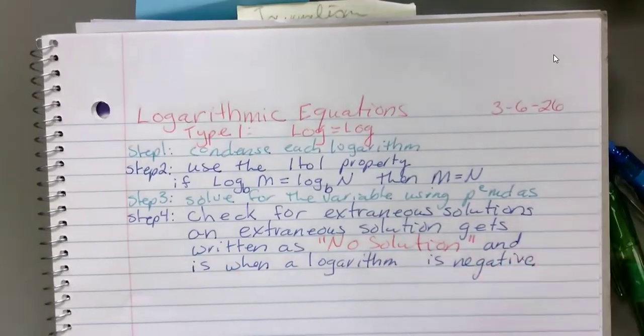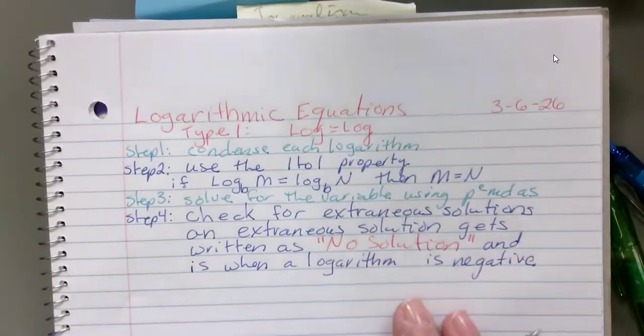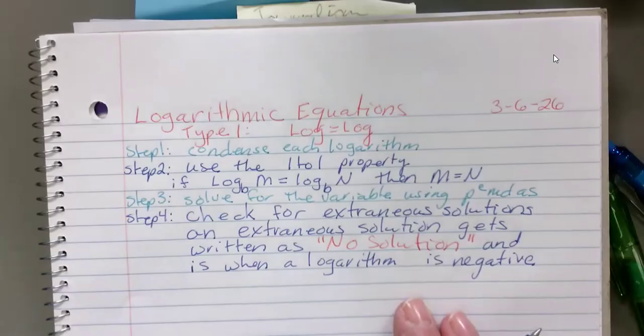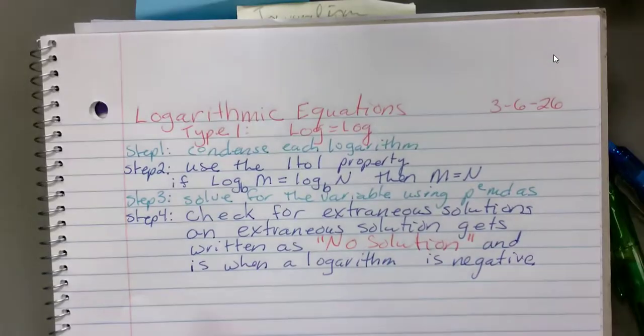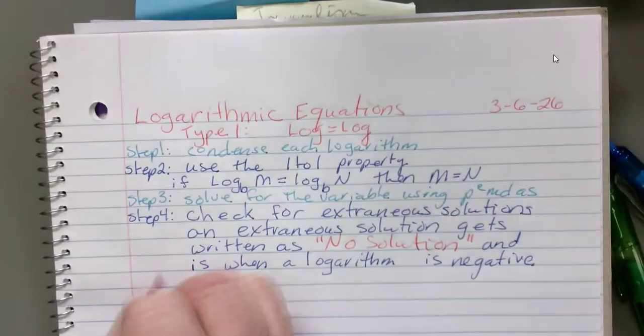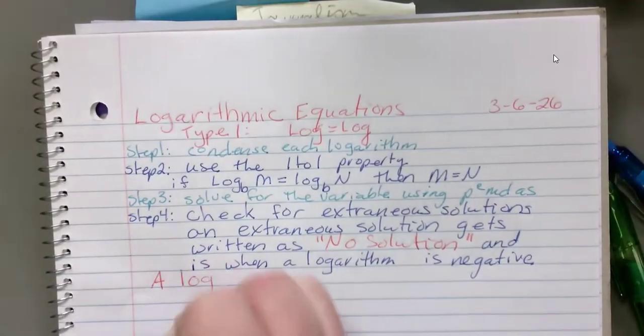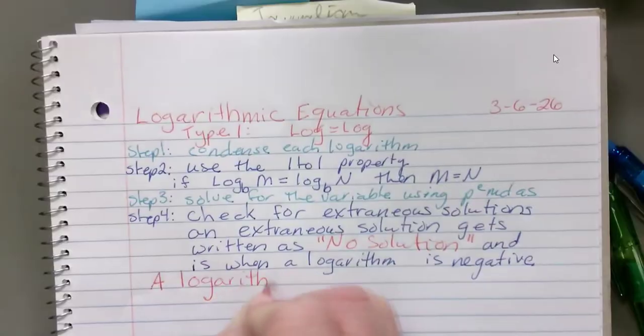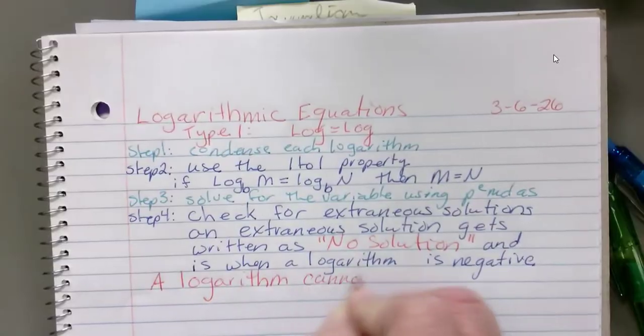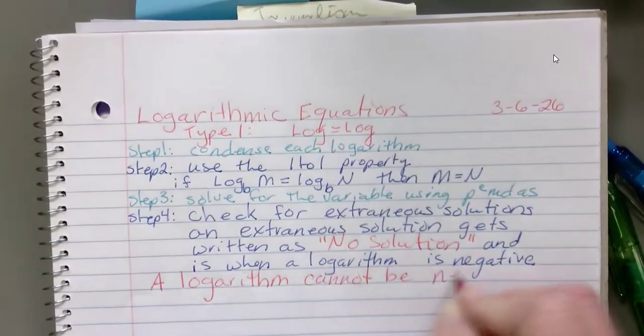So an extraneous solution would be if we got a solution that said like x is equal to 4, and then we plug 4 into our problem, and it gave us log base 6 of negative 20. Well, we cannot have a negative log, so that would be an extraneous solution, and we would write no solution. In your red pen again, please write nice and big, all caps, whatever you need to remember: a logarithm cannot be negative.